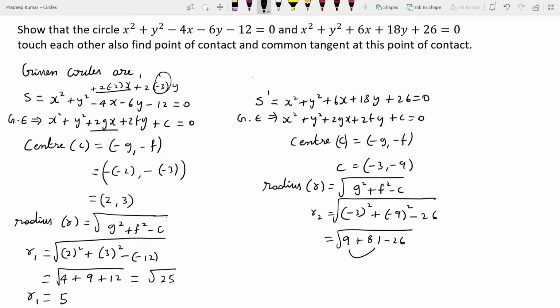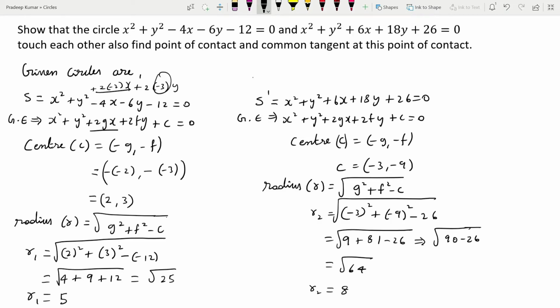So let's add 9 plus 81, which gives 90. So this is 90 minus 26, which gives the value 64. So root 64 we'll get as 8. Root of 64 is 8, which is a perfect square, 8 square is 64. So the second radius we got is 8, and the first radius we got is 5. The first center we got is (2, 3). The second center we got is (minus 3, minus 9).